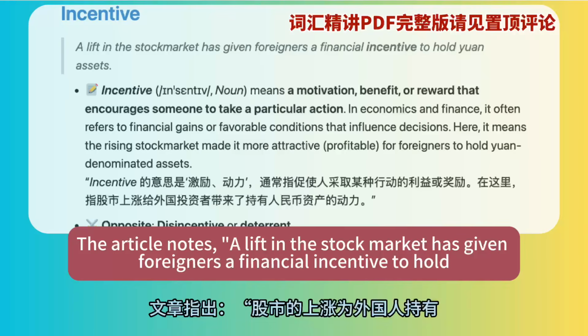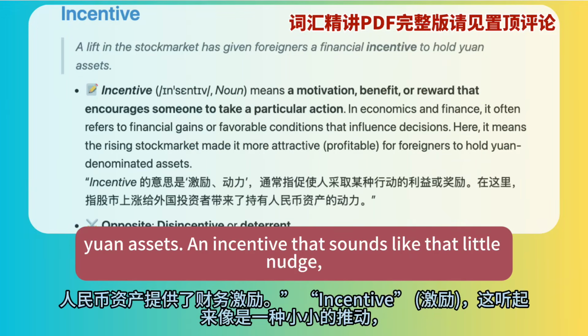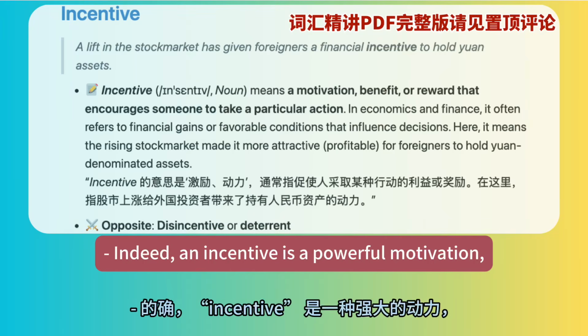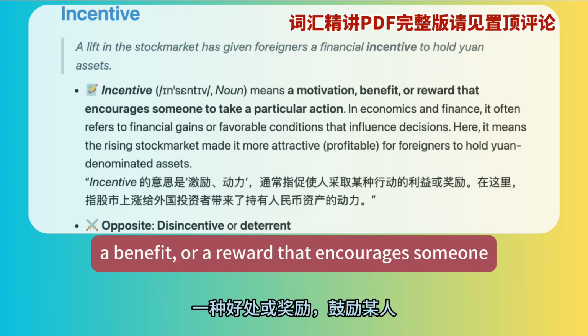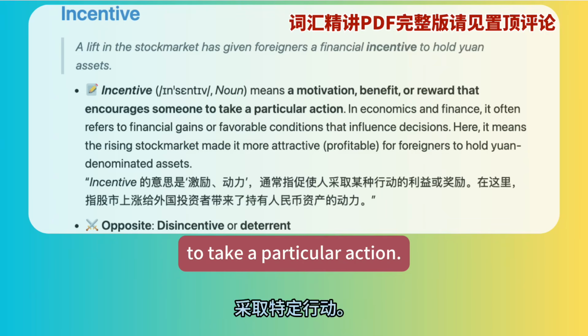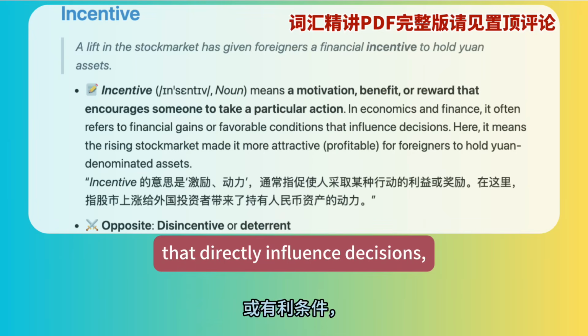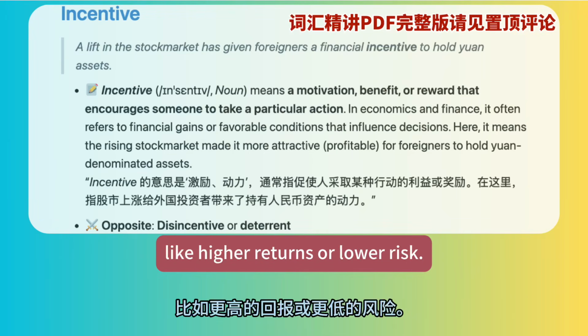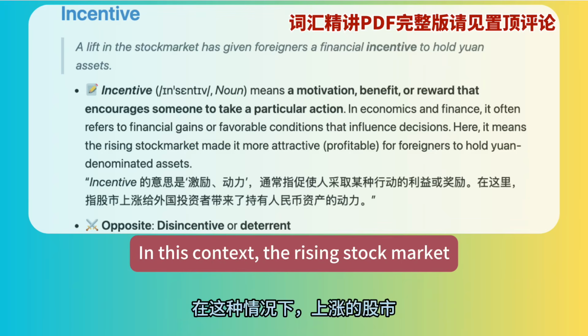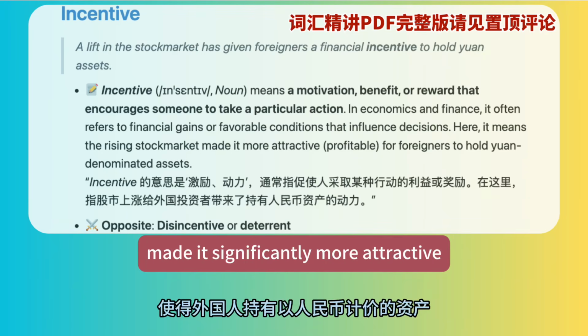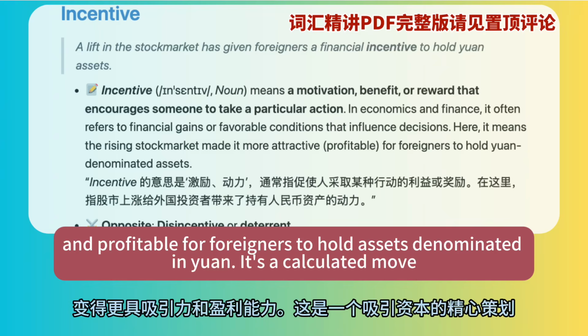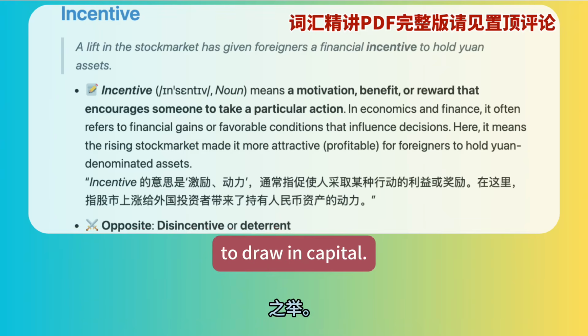The article notes, a lift in the stock market has given foreigners a financial incentive to hold yuan assets. An incentive, that sounds like that little nudge, that reason to act. Indeed. An incentive is a powerful motivation, a benefit, or a reward that encourages someone to take a particular action. In economics and finance, these are often financial gains or favorable conditions that directly influence decisions, like higher returns or lower risk. In this context, the rising stock market made it significantly more attractive and profitable for foreigners to hold assets denominated in yuan. It's a calculated move to draw in capital.